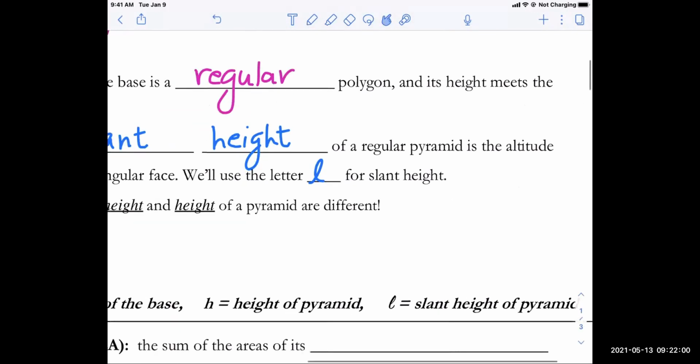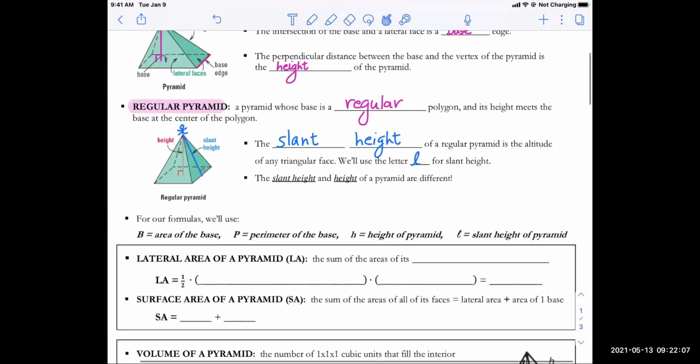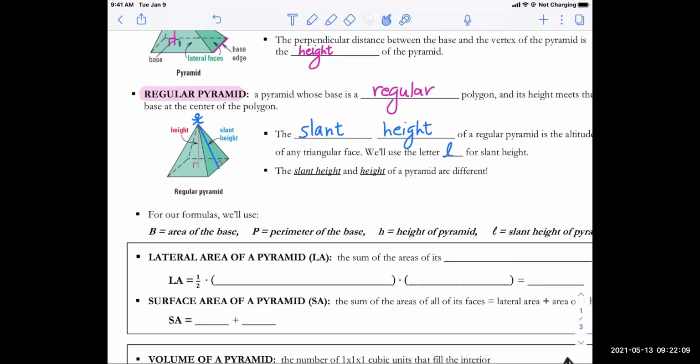I know that's kind of like a Y. Well, S sometimes looks like a 5, so we try to avoid using S as a variable, but they've chosen L. I don't really know why, but when you see L, and it's going to be a cursive L, don't make it look like a 1. That's going to be the slant height. So let me grab a pyramid here. The height and the slant height are different. All the slant heights will be the same as you go around the shape.